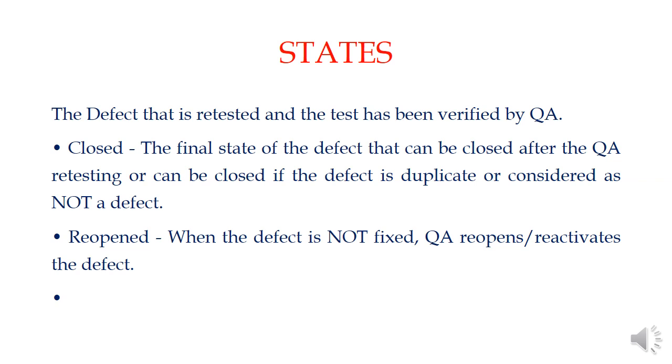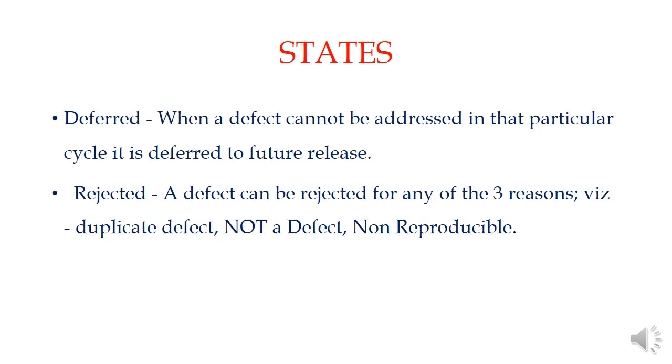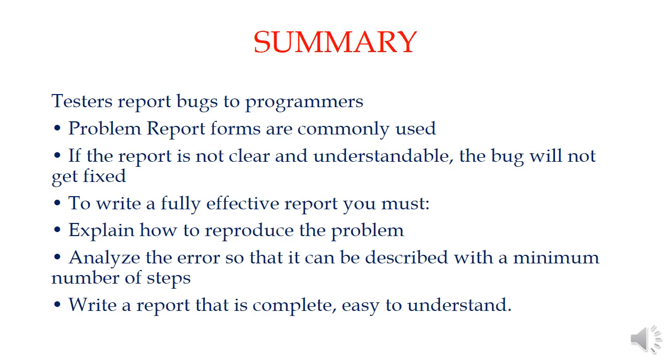Reopen is when the defect is not fixed. The quality assurance reopens or reactivates the defect. What is meant by deferred? Deferred state is when a defect cannot be addressed in that particular life cycle, so it is deferred to a future release. Rejected: a defect can be rejected for any of three reasons. It may be a duplicate defect, not a defect, or non-reproducible.